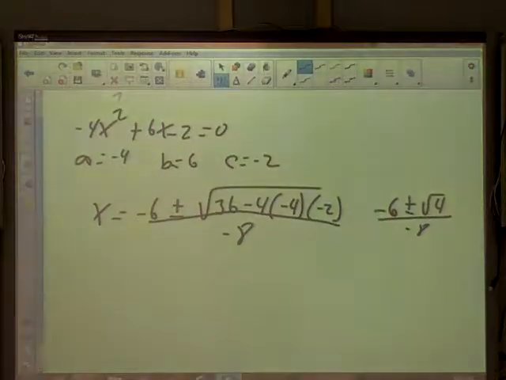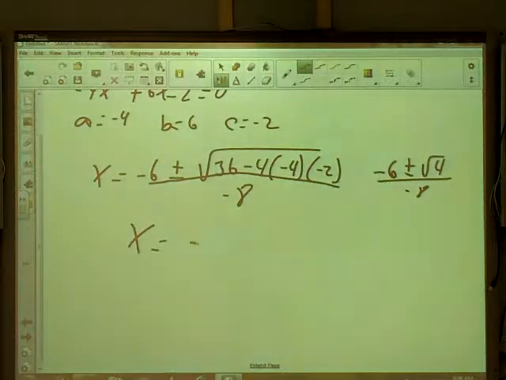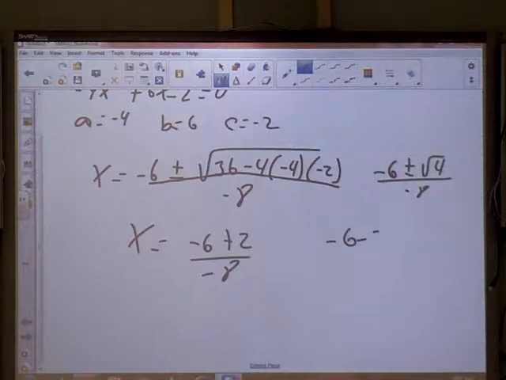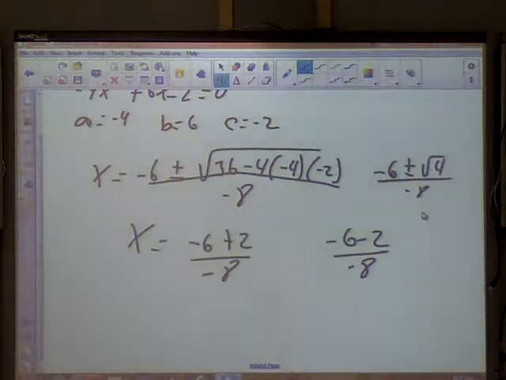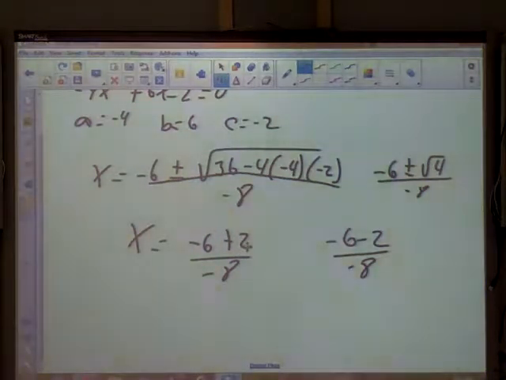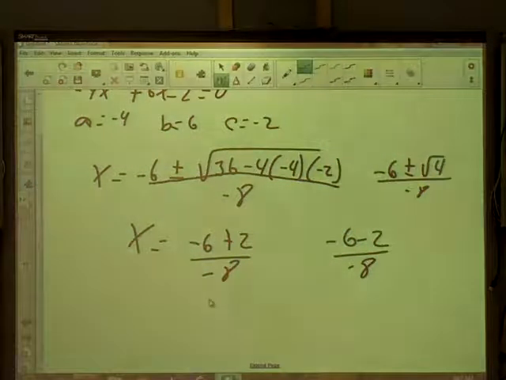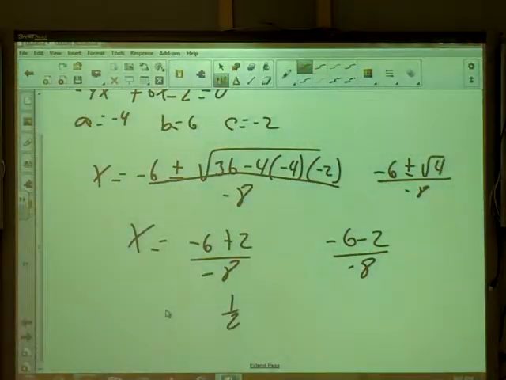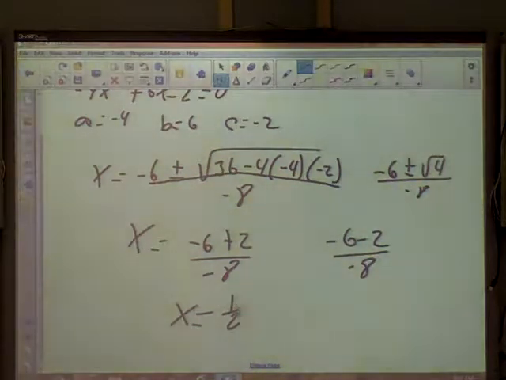The square root of 4 is 2. So you got to do negative 6 plus 2 divided by negative 8, and negative 6 minus 2 divided by negative 8. I still have people get there and not know that they've got to keep going and get two numbers on that. Square root of 4 is 2, so you're going to get two numbers. Negative 6 plus 2 is negative 4. Negative 4 divided by negative 8 is a positive half. Negative 6 minus 2 is negative 8. Negative 8 divided by negative 8 is a positive 1.